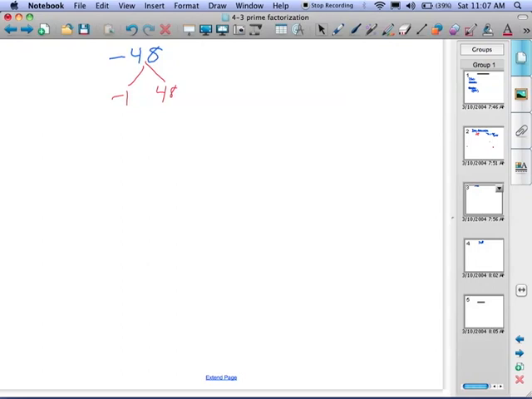So what is the smallest prime number that goes into positive 48? 2. It's an even number. 2 times 24. We can break the 24 from the previous board into 2 times 12, 2 being a prime number, 12 being composite. 12 can be broken into 2 times 6. 2 is a prime number. 6 is composite. And then 6 can finally be broken into 2 times 3. And both of those numbers are prime numbers.